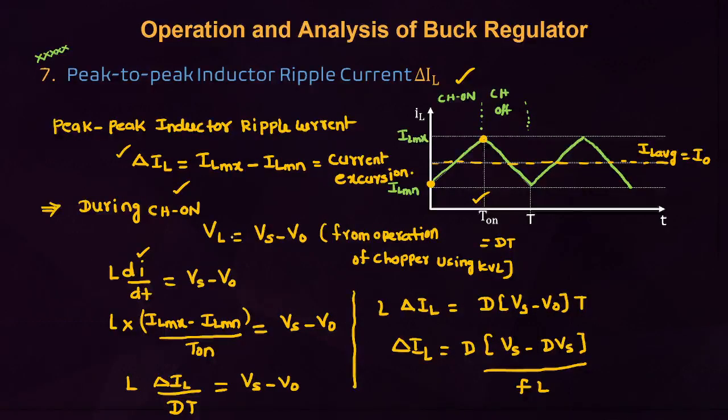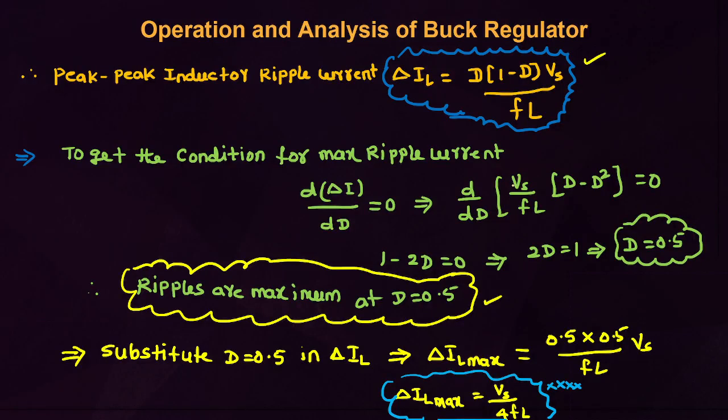Next, what is the peak to peak inductor ripple current, students? This is a very, very important five-star formula. Many times questions have already been framed on it in the GATE exam. In the case of a buck regulator, the peak to peak inductor ripple current equals D into (1 minus D) into Vs by Fl. D into (1 minus D) into Vs by Fl, students.